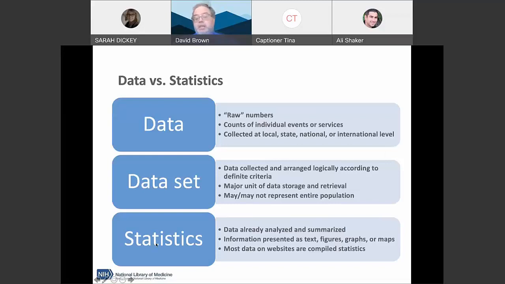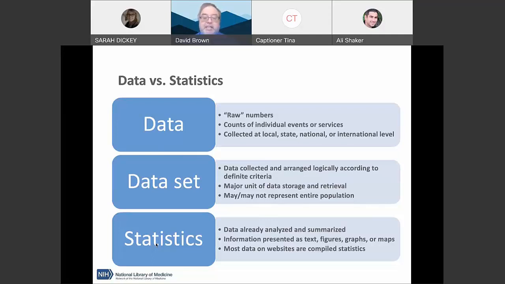So as we dive in here, the whole idea of data, data sets, and statistics. Data is our raw numbers. It's just a count of individual events or services. Again, just because we have data doesn't mean it's quality. We're not knowing anything about it. It's collected at multiple levels.